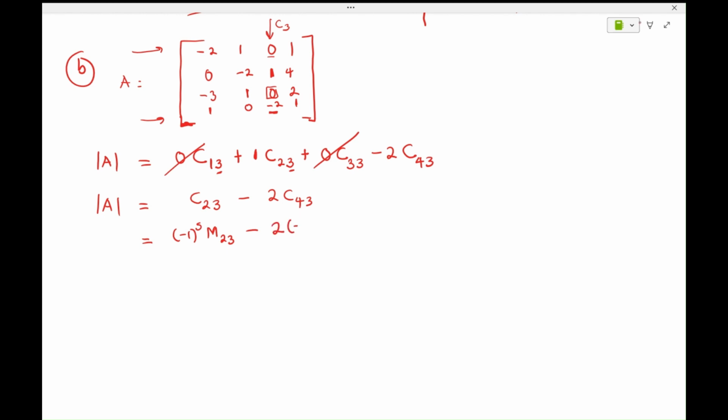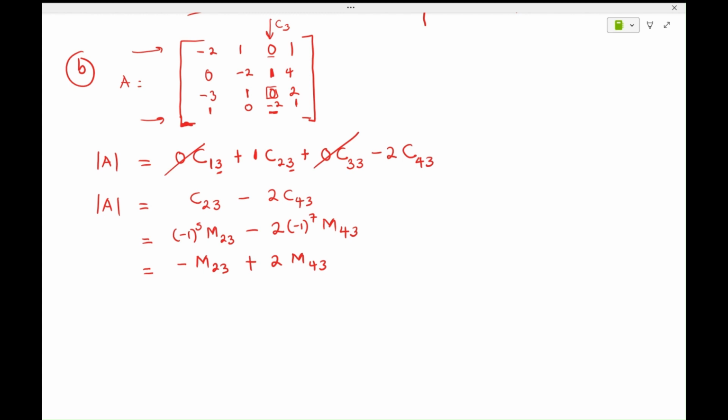Here you have minus 1 to power 7, then M43. Now, this is going to be just minus 1 times M23. Then here you will have minus 1, so this minus will become plus. So you have 2M43.